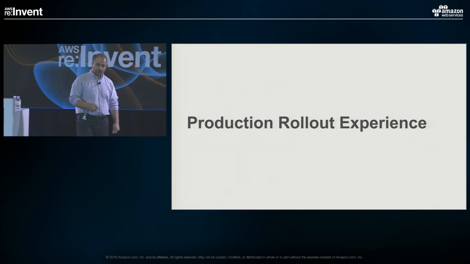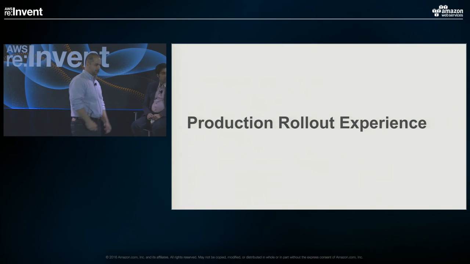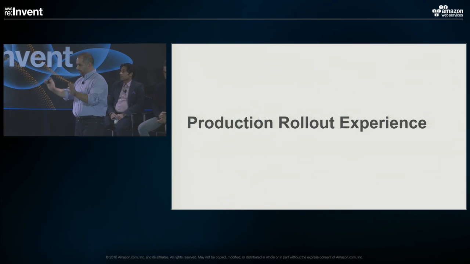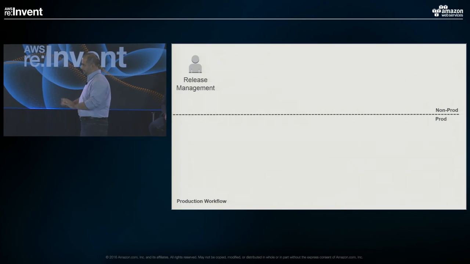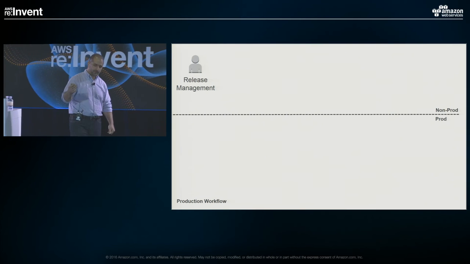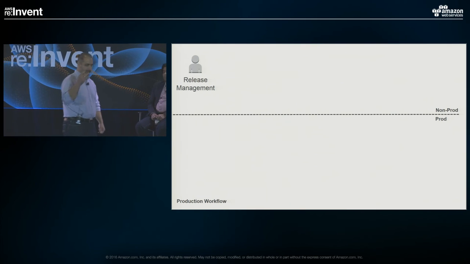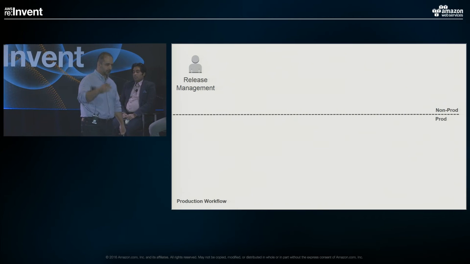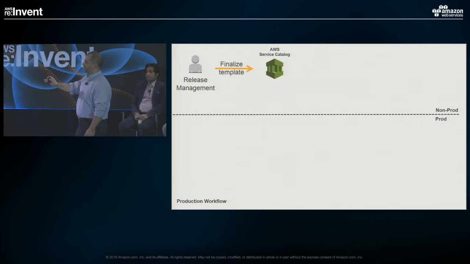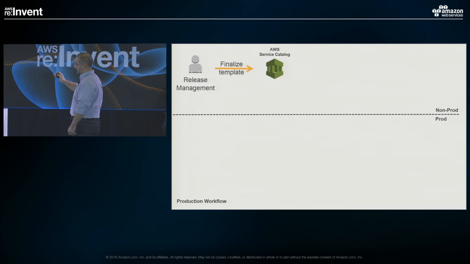So let's take a look at what the production rollout experience looks like. Let's say we tested everything in non-prod and everything looks great. Now we want to promote this build to production. Same concept, it's just different teams who are going to deploy it. Let's say the release management team wants to deploy this template. They finalize the Service Catalog template with CloudFormation. Now the product's ready to go, the artifacts are in the artifact library, everything's ready to go.